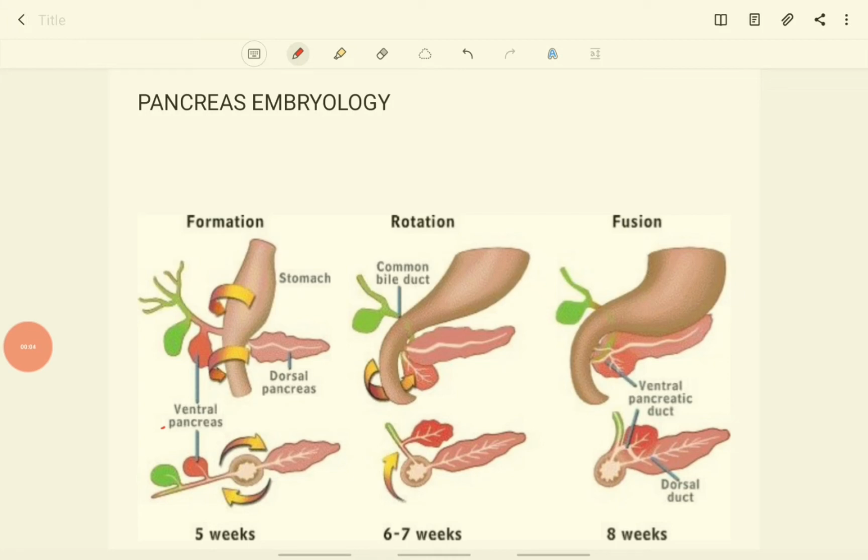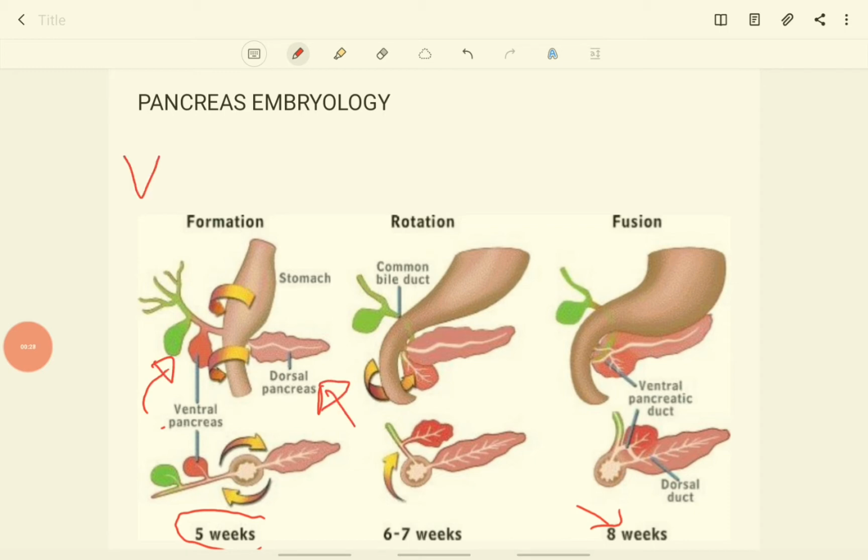Today we will discuss pancreatic embryology. Pancreatic embryology starts from the 5th week to the 8th week. During the formation of the pancreas, we have two buds: one is the ventral pancreatic bud and the other is the dorsal pancreatic bud.